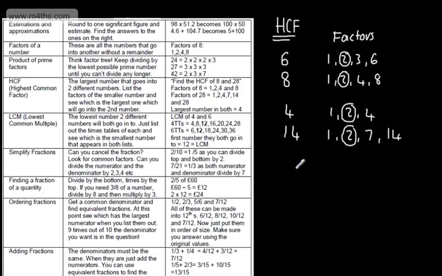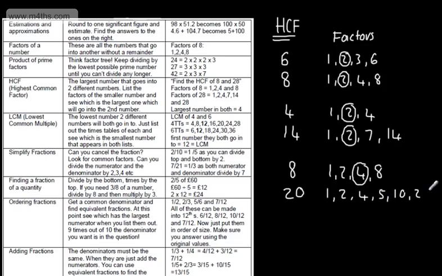Let's go for something else. Let's say we've got 8 and we've got 20. So with 8: 1, 2, 4 and 8. Now straight off you could say, does 8 go into 20? The answer is no. Does 4? Yes it does. So that's the highest common factor. Alternatively, you could have done 1, 2, 4, 5, 10 and 20. They are the factors of 20, and we can see that's the highest common factor.